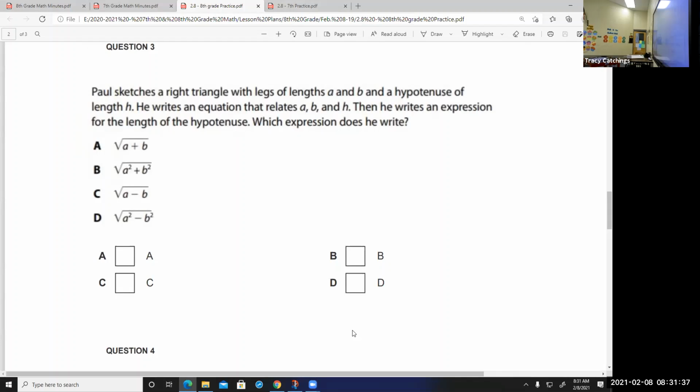Number 3, somebody read it to us. Paul sketches a right triangle with legs of lengths A and B and a hypotenuse of length H. He writes an equation that relates A, B, and H, and then he writes an expression for the length of the hypotenuse. Which expression does he write? Before I can even pick out an expression, they told us that Paul did something that I may need to do.